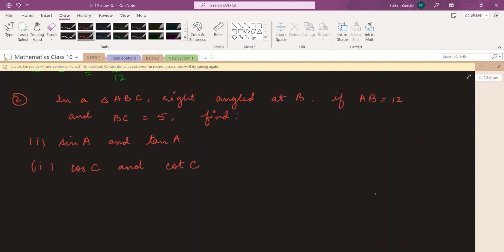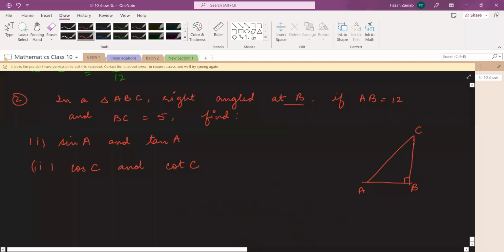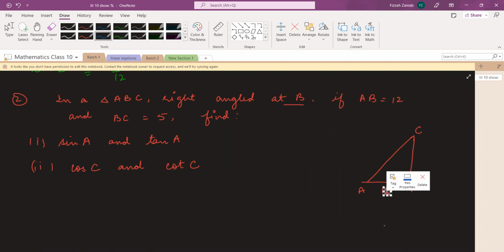Now quickly, first of all, draw a triangle. Right angled at B, so you will draw it like this. So this will be B. Now A you can take anywhere. Now write down what is given. AB is 12. BC is 5. And you have to find sine A.